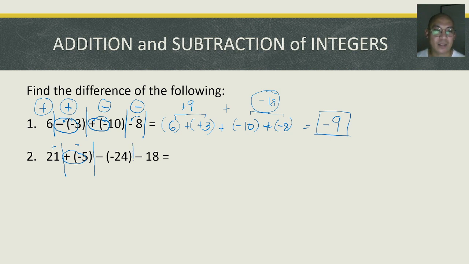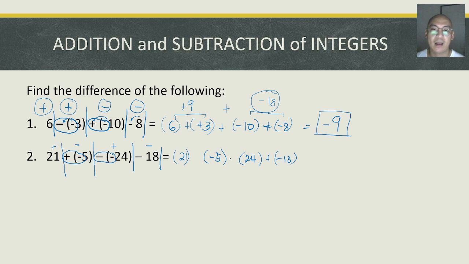So let's get the next one. 24 has two signs, which are the same signs. So that is positive. Again, if they have different signs, that will become negative. If they have the same signs, even though those are negative signs, that will become a positive. And negative 18 is still negative 18. So let's adapt those signs. Positive 21, negative 5, positive 24, and negative 18. Now, we can add all of them.